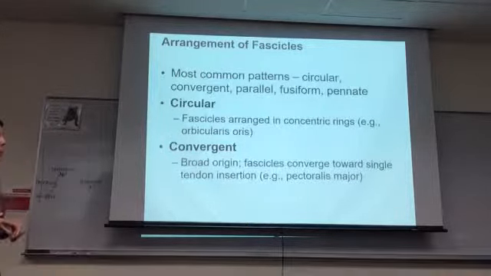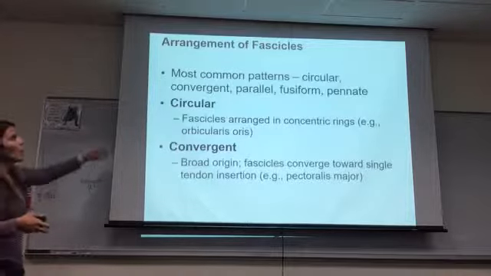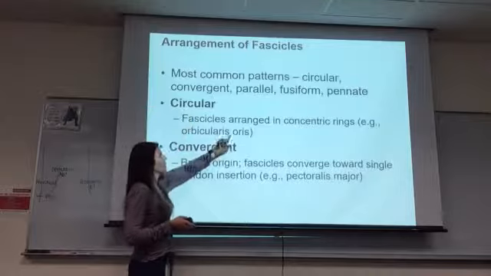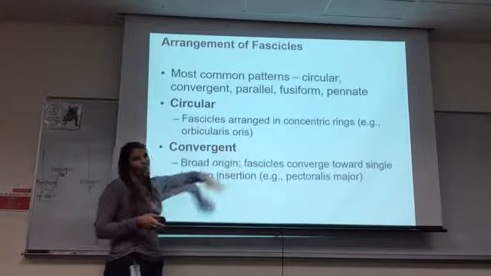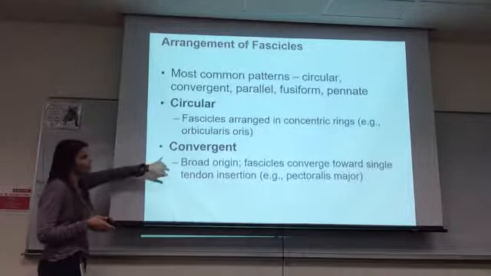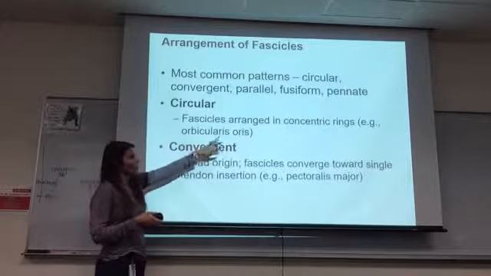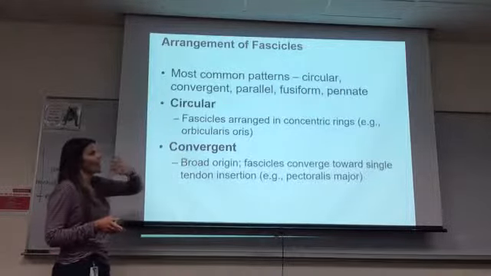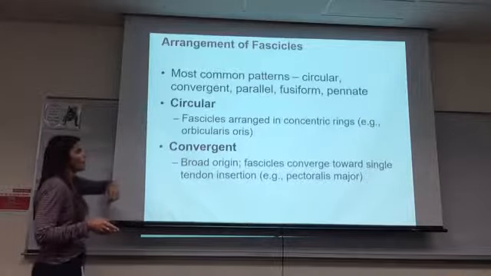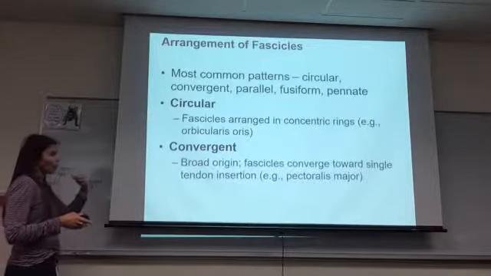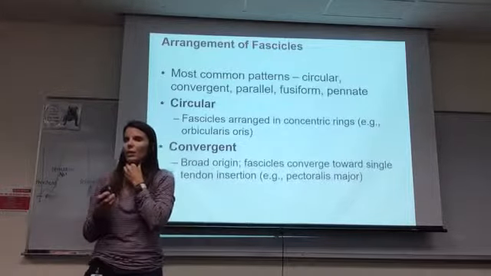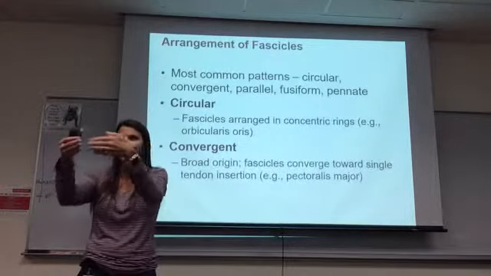As far as the arrangements of the fascicles, sometimes you have a circular arrangement. Anytime you have a circular arrangement, it could say oris, which specifically tells you that it's in the mouth, but that it has that circular arrangement of fascicles. Convergent, whenever something converges, what does that look like? It comes together.